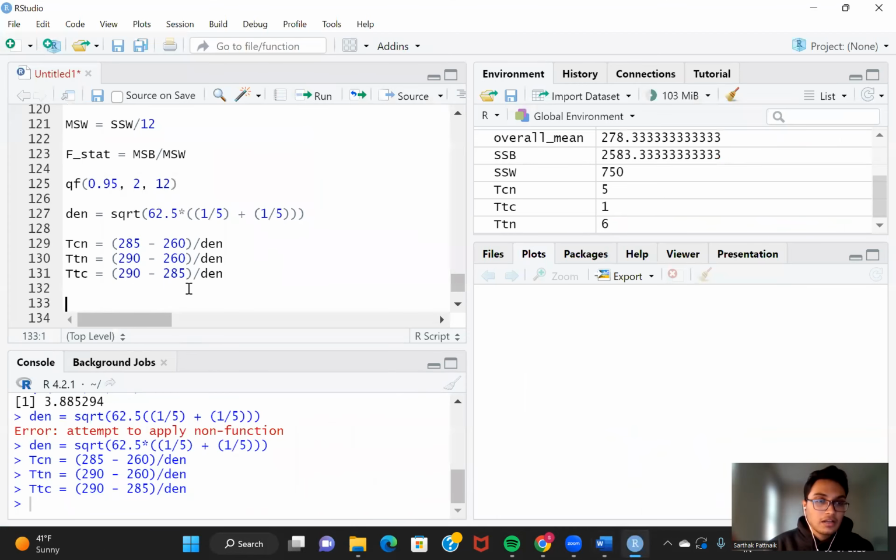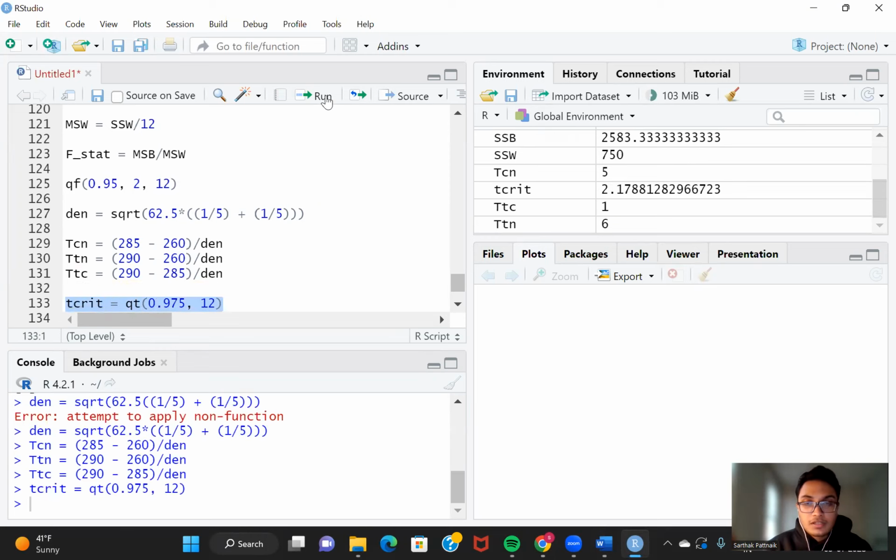So let's go back to R and calculate the critical t value, qt of 0.975, done at the number of observations here, which were 15, 5 into 3, and k is 3. So we'll do it at 12. This is my t-crit. T-crit comes out to be 2.178.